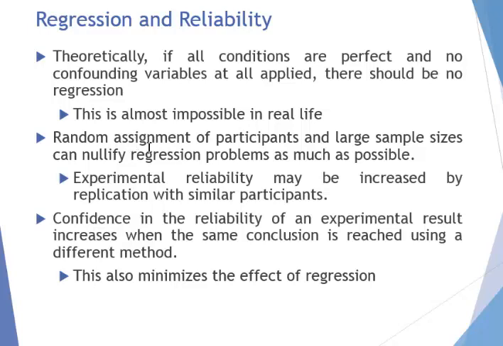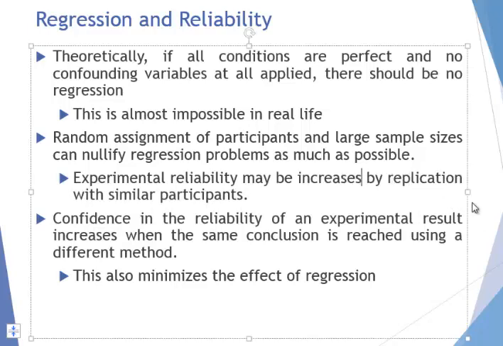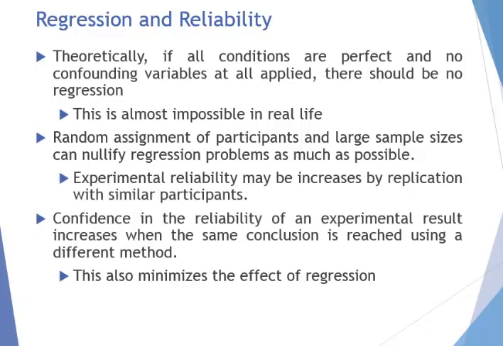So that's why random assignment of participants with large sample sizes can nullify regression as much as possible, and experimental reliability increases with replication with similar participants, because the more you have, the more likely you are to eliminate this random chance and nullify the fact that people are going to have results that are far away from the mean. Instead, their average is likely to be towards the mean, and therefore whatever effect the independent variable has can be measured. And so confidence in the reliability of an experimental result increases when the same conclusion is reached using a different method as well, which also minimizes regression.